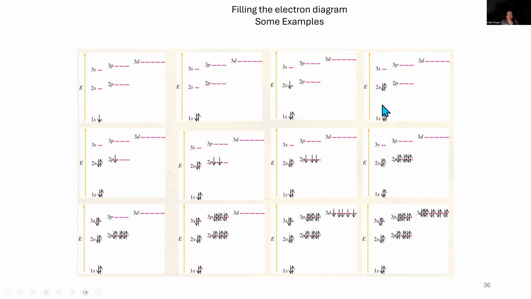So here we have 1, 2, 3, 4 electrons. So now the subshells are completely full. So the next thing we're going to do is we're then going to fill the electrons out in this part of the system in the 2p.